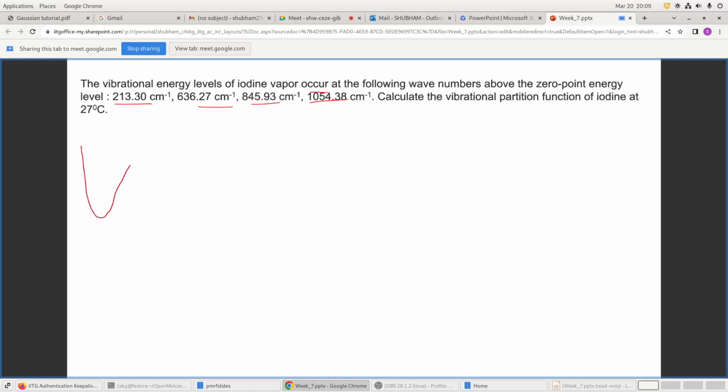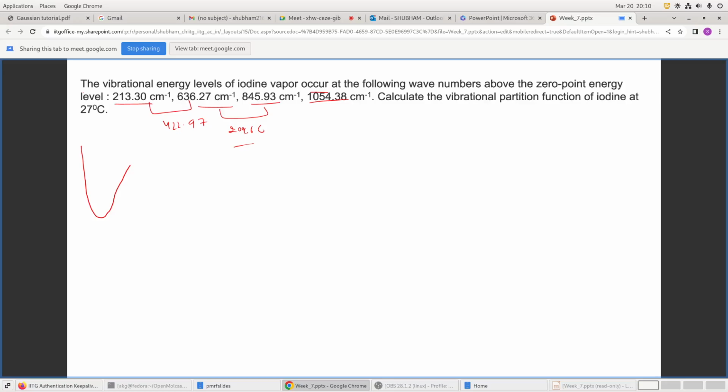So let's calculate the difference between all. We need to know whether this is harmonic or anharmonic. 636.27 minus 213.3, the difference between these two is 422.97, and between zero point energy and this is this. Okay, 845.93 minus 636.27 is 209. This is 209. Okay, this is not an anharmonic one.